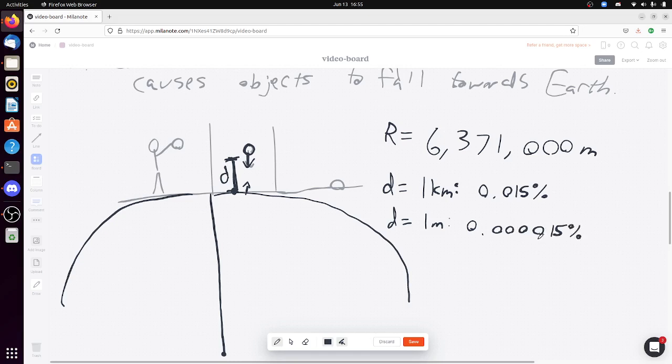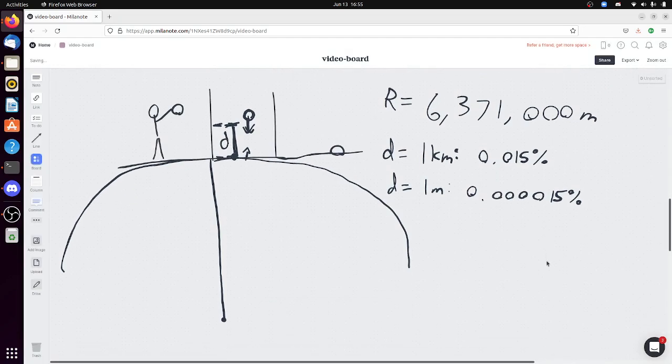So it's basically negligible. That's why people assume that the gravity between the top, where you're dropping it from, and the bottom, when it hits the ground, is the same. Now, it's not literally the same, but for the purpose of accurate calculations, you can assume it's the same without getting the wrong answer.